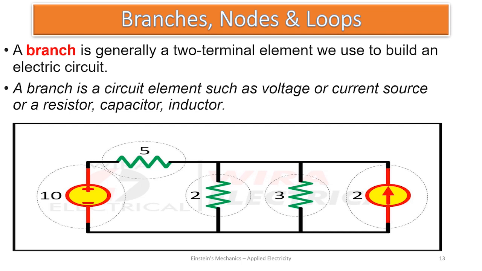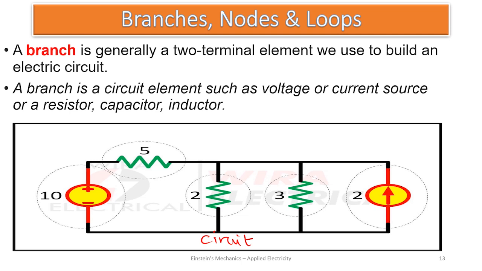In today's episode, we are going to look at an interesting subtopic that will help us a lot in our analysis in applied electricity. What we are going to look at is branches, nodes, and loops. This is very interesting and very helpful once you are able to identify a branch, a node, and a loop. So now, this is a representation of what? A circuit. So our circuit is here.